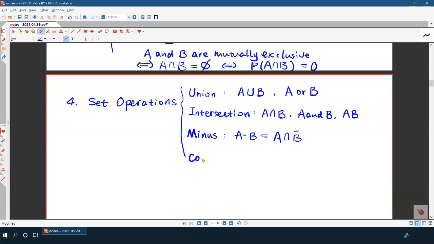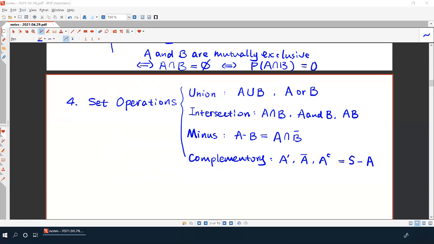Okay, last we have learned complementary, which can be denoted as A prime, A bar, or A C. All of these mean complementary, which is the universal set minus the set A, right? Or sometimes we use the letter S. S is called the universal set or sample space.